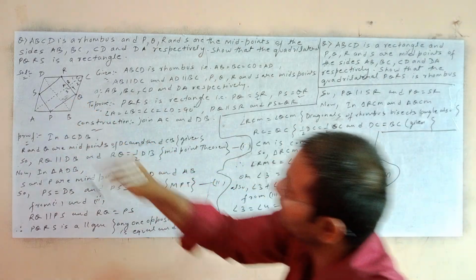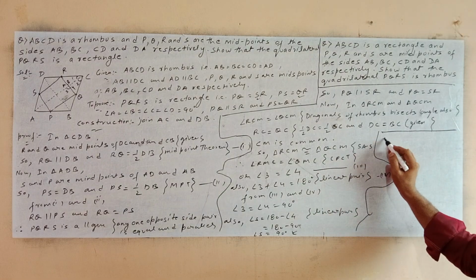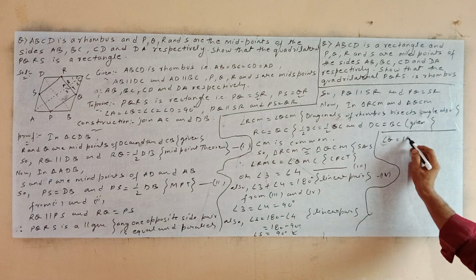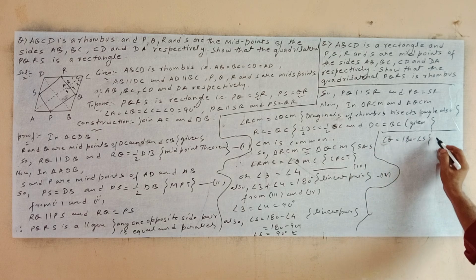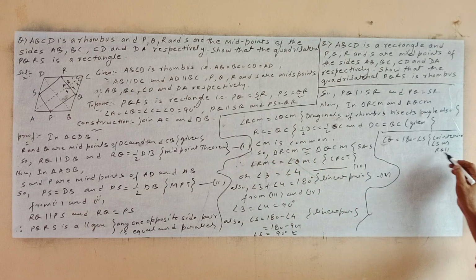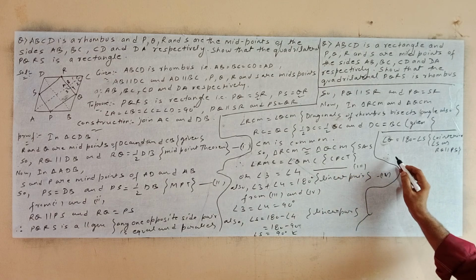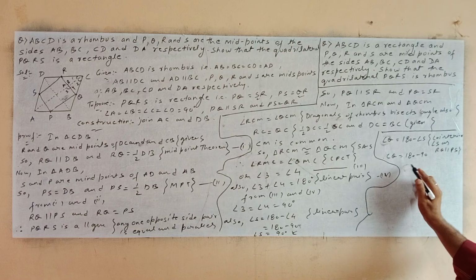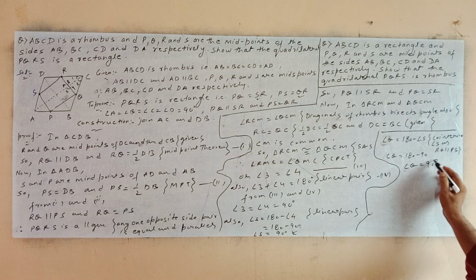Now see angle 5 and angle Q. So just write here angle Q is equal to 180 minus angle 5. Why? Co-interior angles, as RQ is parallel to what? PS. Therefore, angle Q is equal to 180 minus 90. So what will come? Angle Q is equal to 90 degrees.